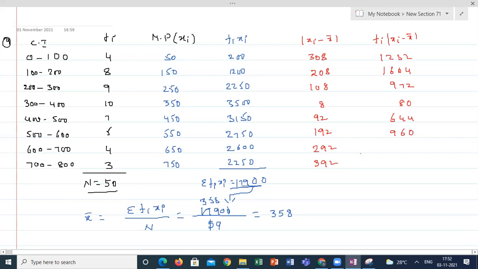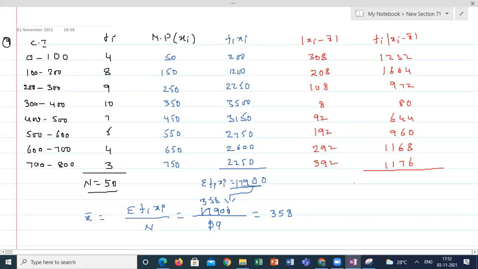292 into 4. 300 into 4 is 1200, 1200 minus 32 is 1168. Like this, you can do it in normal calculations. 392 into 3. So 400 into 3 is 1200, and 3 into 8 is 24, so 1200 minus 24 is 1176. Now we can add all these things.